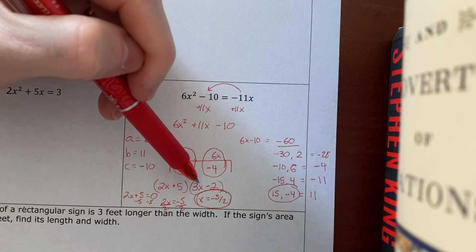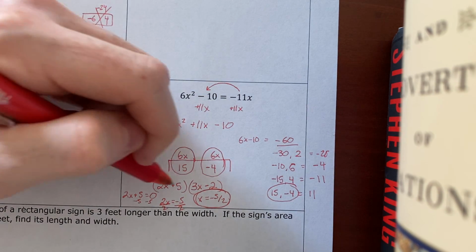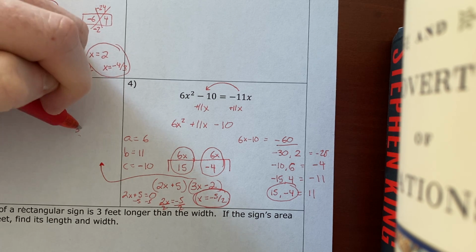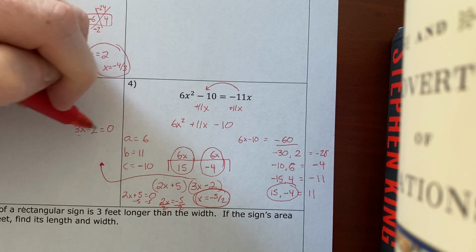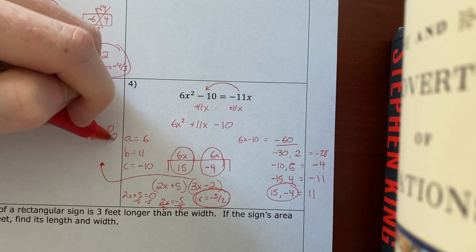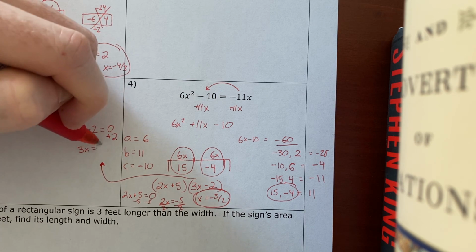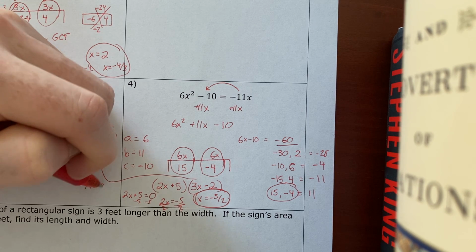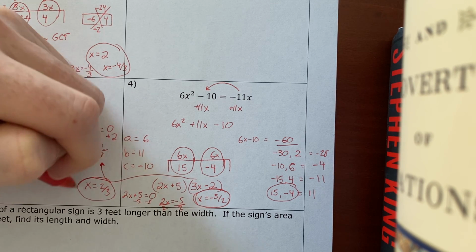I now want to do the exact same thing with this 3x minus 2. I'm going to write it over here because I have no space. I wrote way too large. So we get 3x minus 2 equals 0. Let's add 2 to both sides. 3x equals 2, and then lastly divide both sides by 3. So my other answer is a positive 2/3.